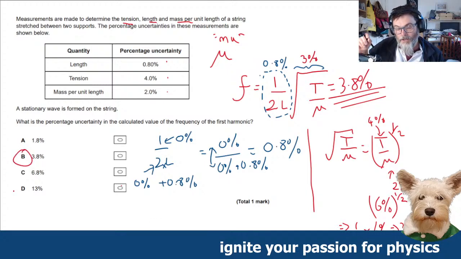Now, that might look like a complex question, but if you know what you're doing, if you're solid about which rules you have to use, it's not that difficult at all, really. Okay, so I've got one more question.